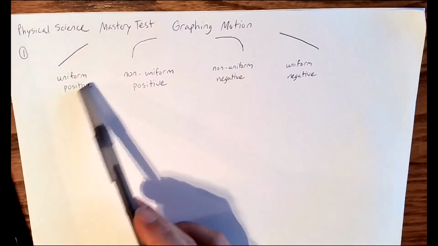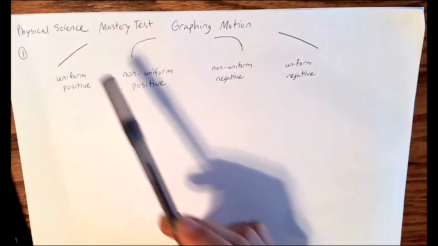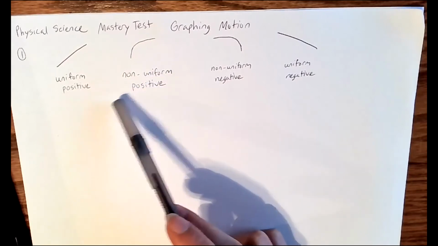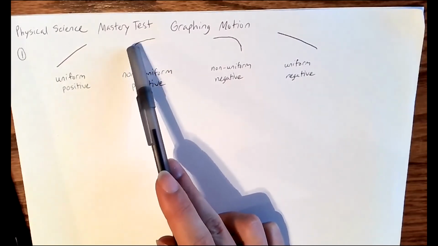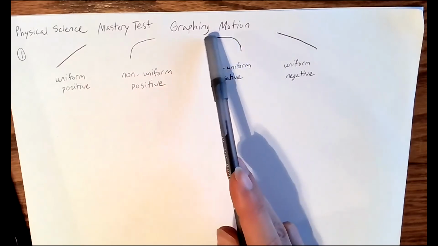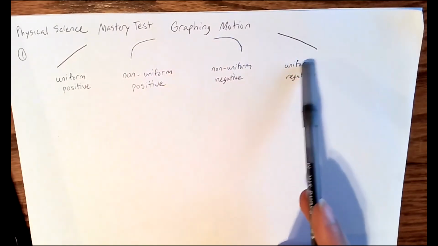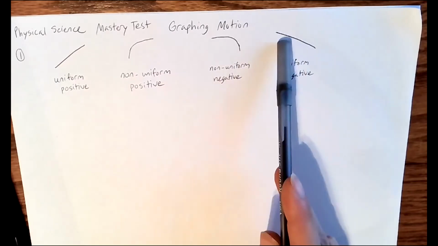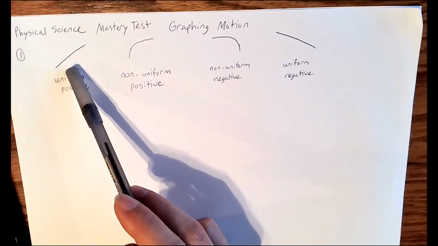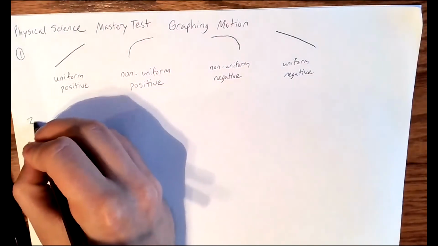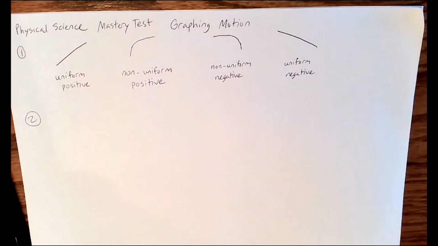we have uniform positive, that's just a line with a constant slope. But then you have these curved lines, and that means non-uniform positive. The slope is changing along this line. And same goes for this, but the slope is now negative. The slope is changing. But then we have a negative slope here, and that is a constant acceleration in the negative. Uniform positive, uniform negative, non-uniform positive, non-uniform negative. So hopefully that clears some things up for you on a velocity versus time graph.